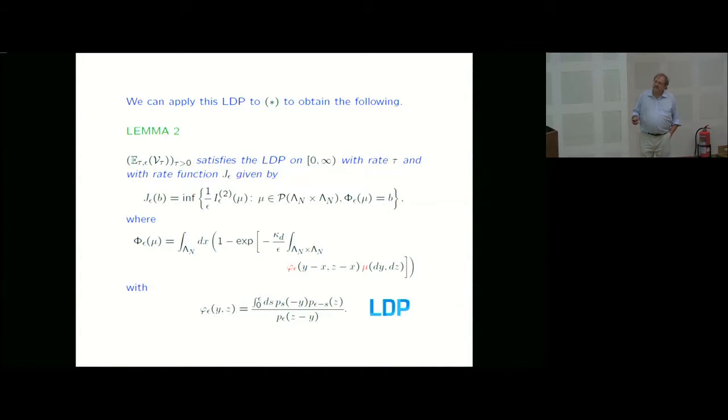Okay, now the second lemma is that this object, which so well approximates the volume by this concentration of measure, satisfies a large deviation principle with rate tau and with a certain rate function, and the rate function is simply the rate function for the empirical pair measure. Take the infimum over all possible pair measures subject to a certain constraint, and this constraint is given by an explicit integral that would involve this mu.